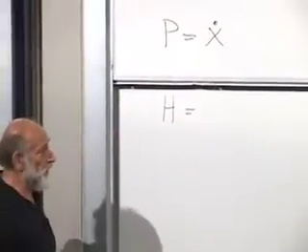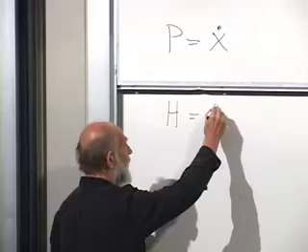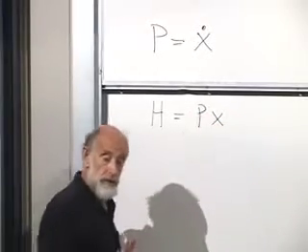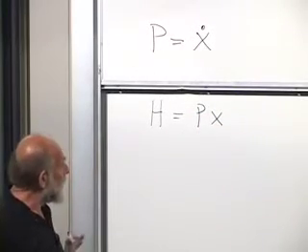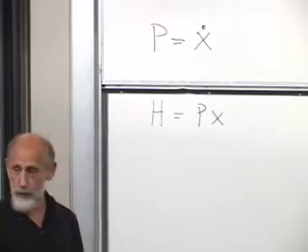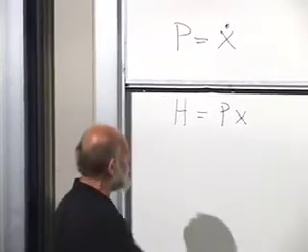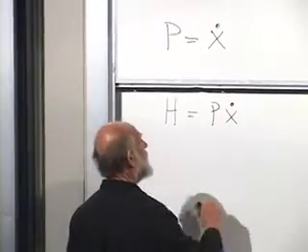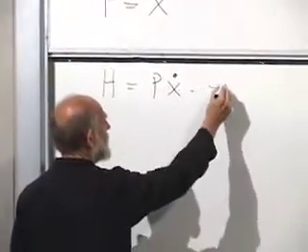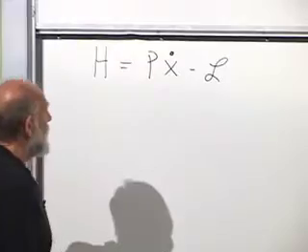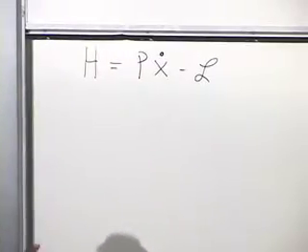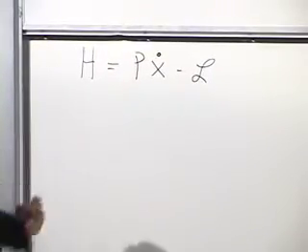Very simple. P is equal to x dot. Okay, the Hamiltonian is p x dot. This is classical mechanics now, which was two quarters ago, am I right? Two quarters ago. P x dot minus L. Okay, p x dot minus L, let me short circuit it.